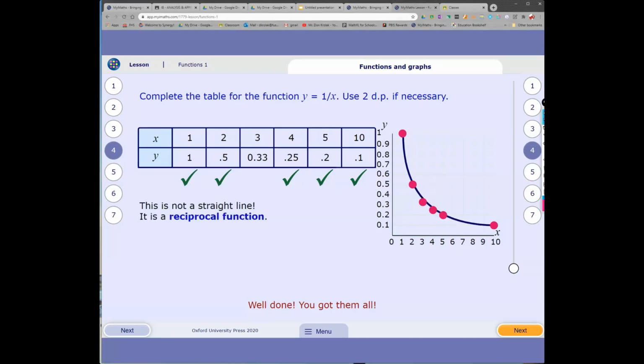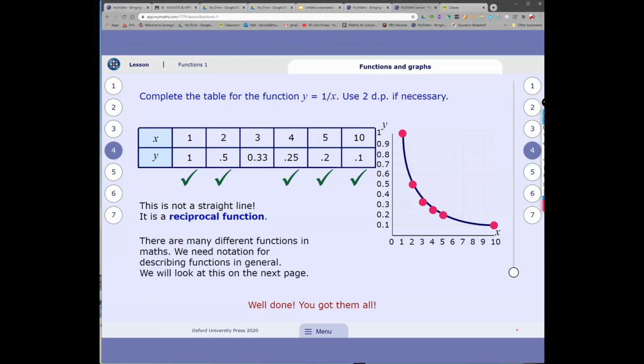Okay, now this was referred to as a reciprocal function. You were just taking the reciprocals of the top numbers. Remember, a reciprocal means you just flip the number. So the 2 as a fraction is 2 over 1, so its reciprocal is 1 over 2. 3 as a fraction is 3 over 1, so its reciprocal is 1 over 3. So this reciprocal function is a type of rational function.